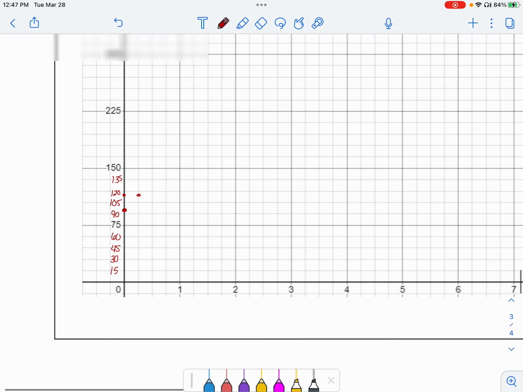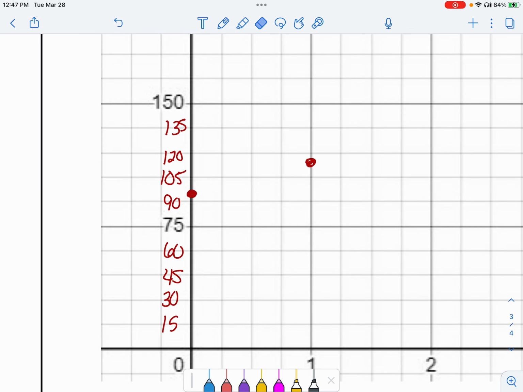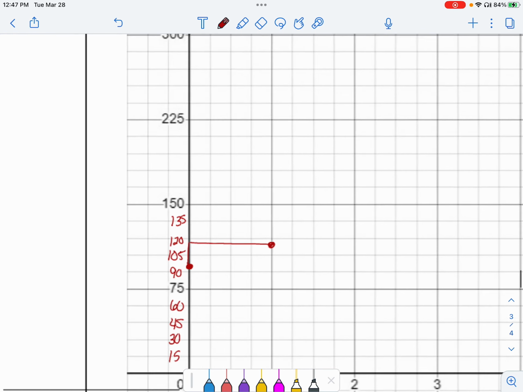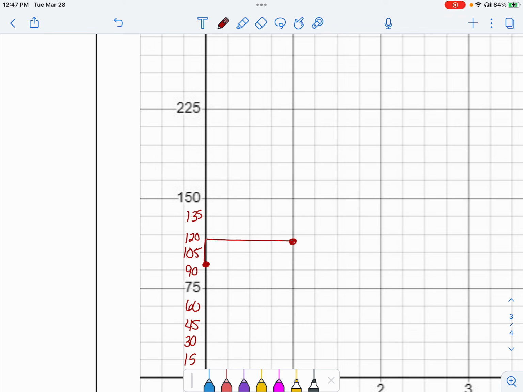Where's my 1 unit? Oh, look, 1 is way over here, isn't it? That's kind of a silly graph. So I went up 15, and over 1. And now I need to do that again. Up another 15 is going to take me to 130, which is right 25, 30. There we go. I think I'm doing this right.